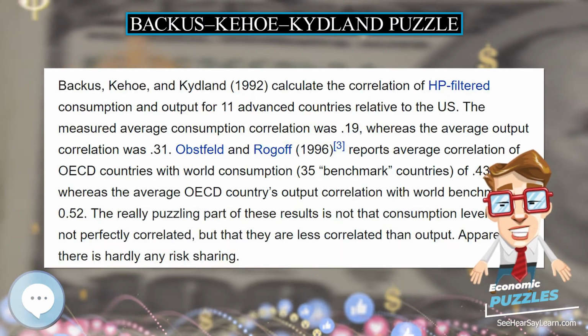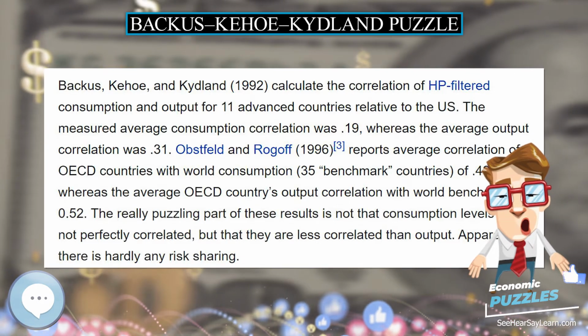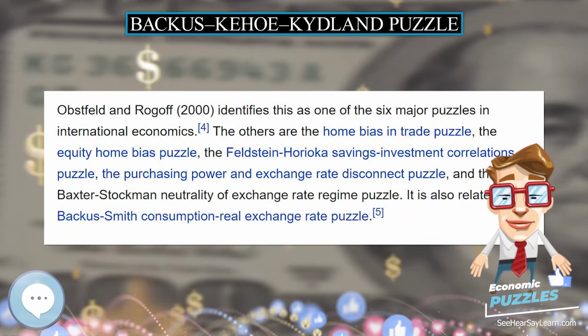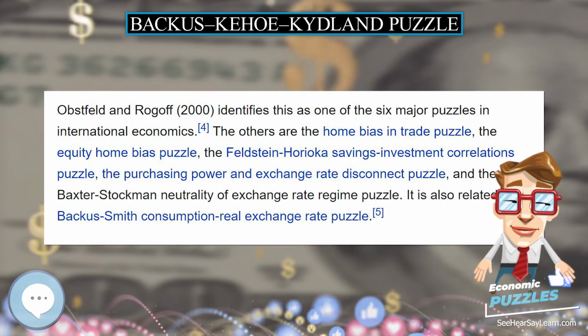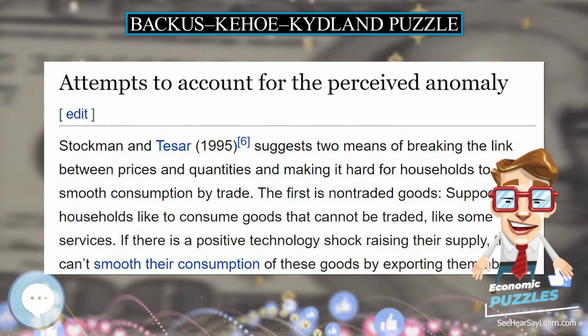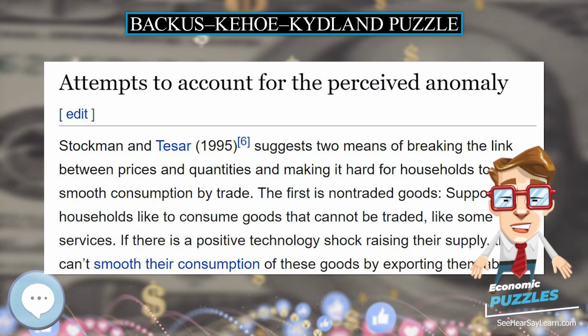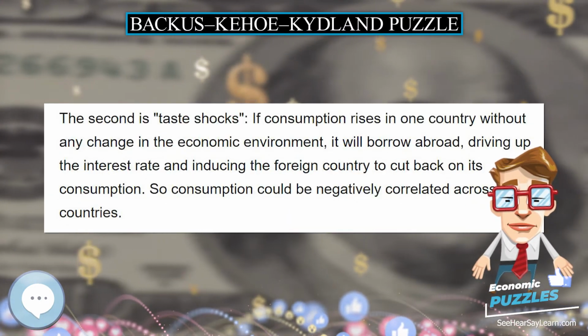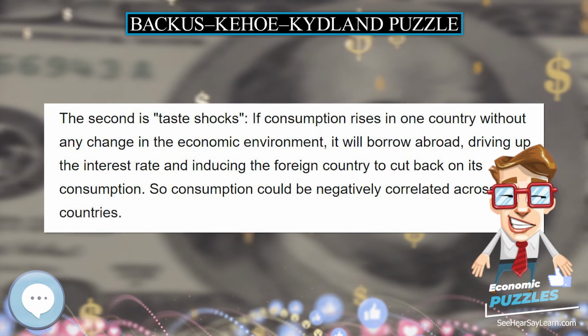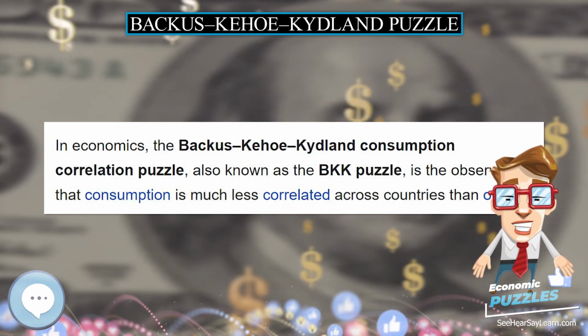Attempts to account for the perceived anomaly. Stockman and Tesar, 1995, suggest two means of breaking the link between prices and quantities and making it hard for households to smooth consumption by trade. The first is non-traded goods. Suppose households like to consume goods that cannot be traded, like some services.